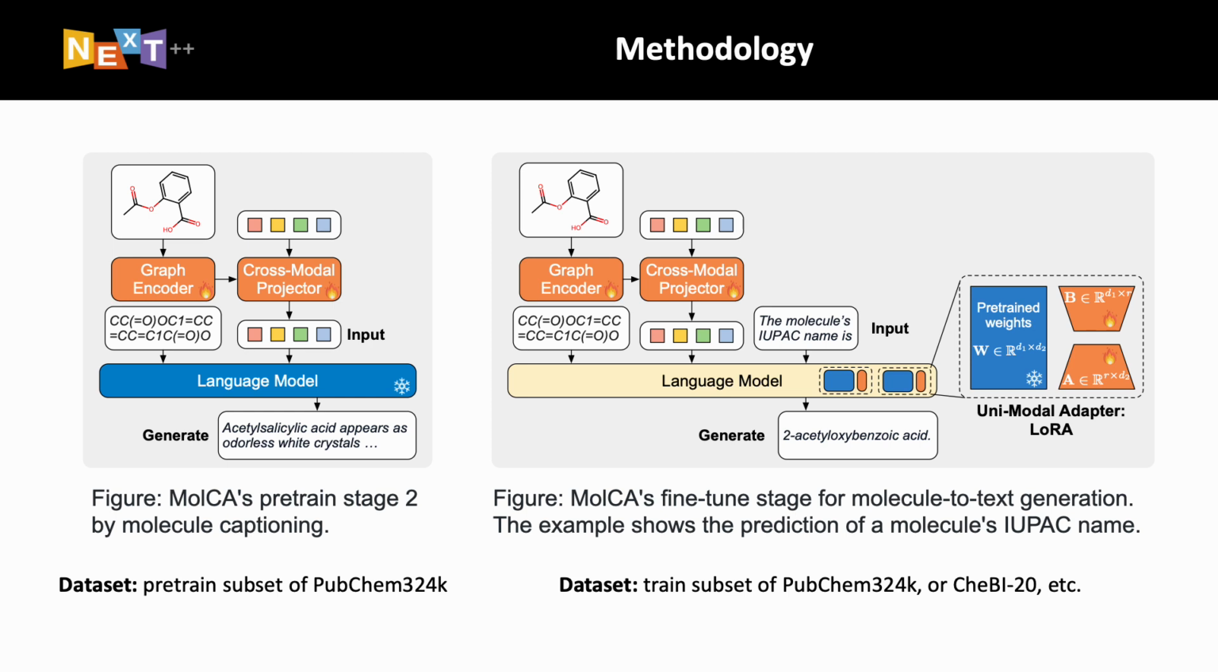The pre-train stage 2 uses a larger but noisier dataset. We keep the language model frozen and only train the graph encoder and the cross-modal projector. The fine-tune stage uses smaller downstream datasets. In this stage, we apply the uni-modal adapter, LoRA, to efficiently adapt the language model to downstream tasks.